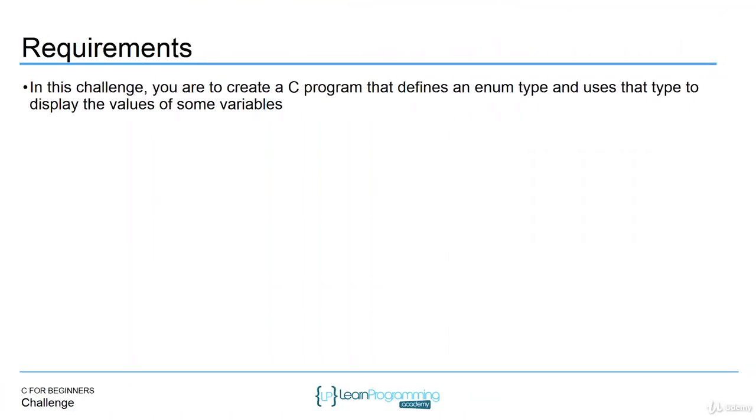So in this challenge, I want you to create a C program that defines an enum type and uses that type to display the values of some variables. Remember, enums are awesome because you can create your own type and say this type is only going to have these certain values that can be assigned to it. We had examples for month, where month only had values of January through December. We had an example of a gender where you could only assign variables of the type enum gender, male or female. Same type of idea.